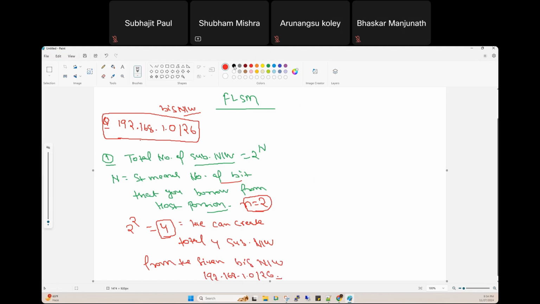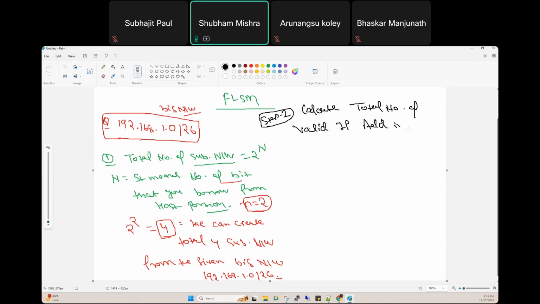Now come to step number 2. In step number 2, what you need to calculate? Calculate the total number of valid IP addresses in each subnet. In each subnet. What do you mean by this?